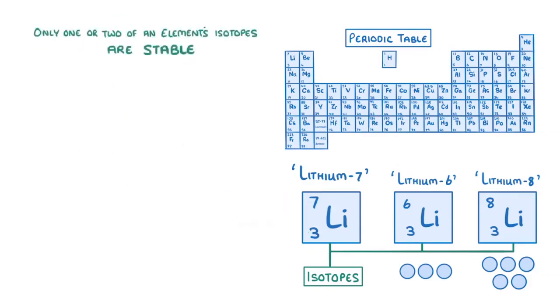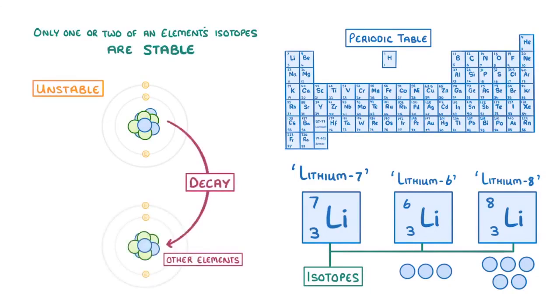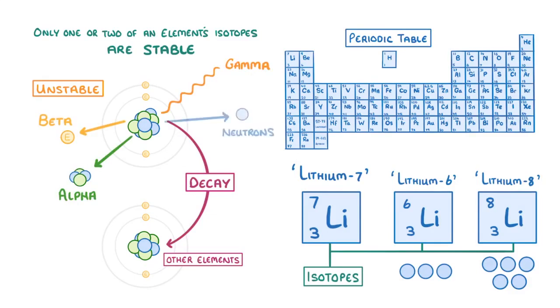Now, generally, only 1 or 2 of an element's isotopes are actually stable. The other isotopes, which are unstable, tend to decay into other elements by emitting radiation, like alpha, beta, or gamma radiation. Or sometimes they just emit neutrons. We call this process radioactive decay, and we'll take a closer look at it in the next video. For now though, we need to take a closer look at the electrons.